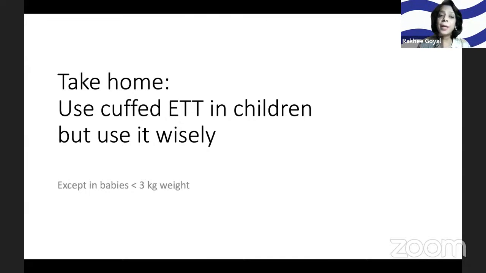But my personal take home to you would be, when you're using a cuffed endotracheal tube in a child, use it wisely. Use the correct cuff, the correct size. Do not increase the harm by just blindly using a cuffed tube because that's the recommendation. So that's my real advice to everyone.